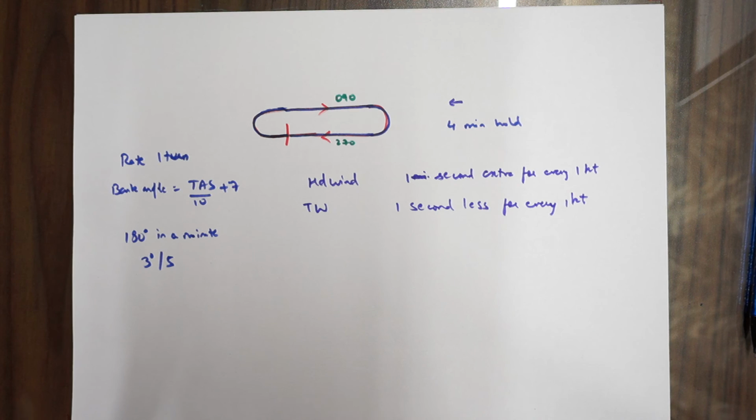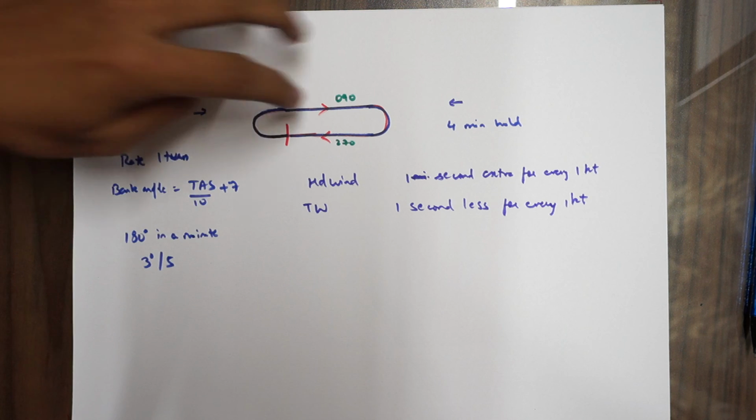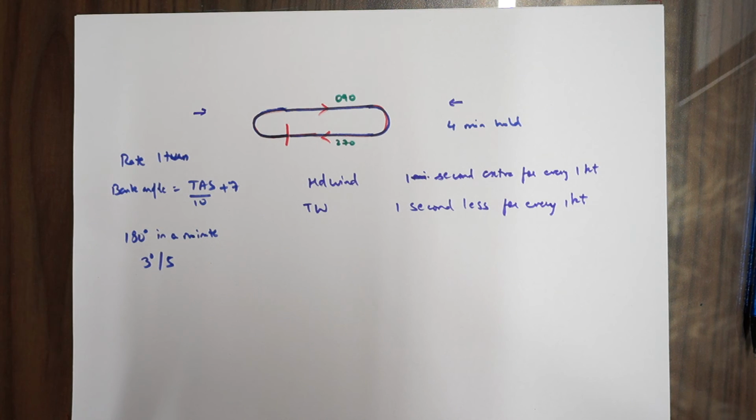So if you have say a tailwind, suppose you are having a 10 knots tailwind from something from here on the outbound heading. So if you have 10 knots of tailwind, then you'll fly for 50 seconds. Alright, now interesting question, what if you have a crosswind? Okay, so what if you have a crosswind?